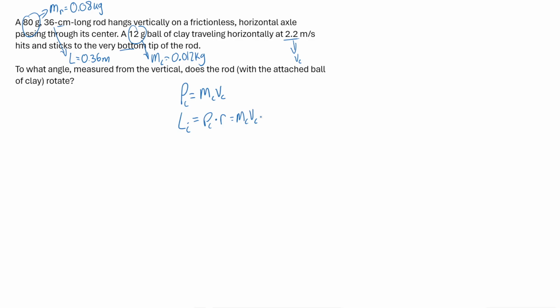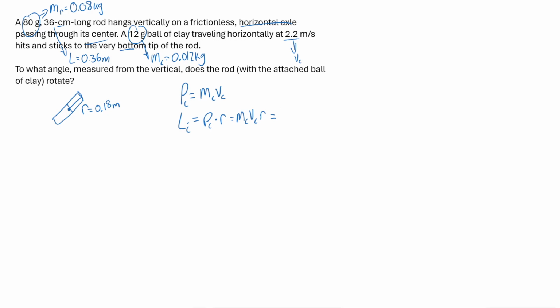And then we have this r here. So what is this r? Well, we are given that the length of the rod is 0.36 meters. And if that rod, right, this is the rod right here, if that rod is rotating about a point passing through its center, then what does that make the radius? It just makes it half of 0.36 meters. So the radius is 0.18 meters.